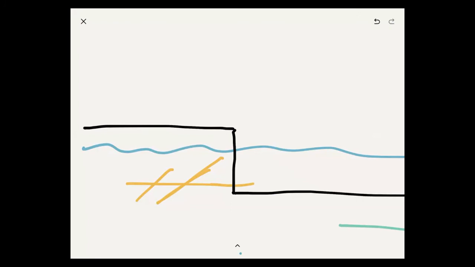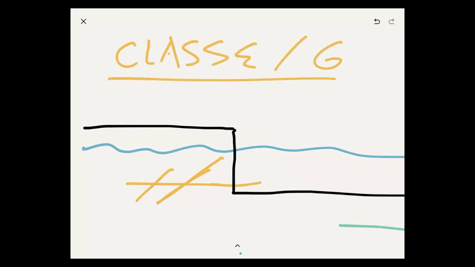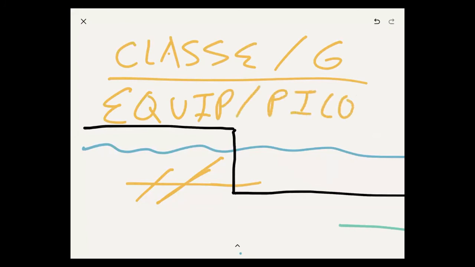Because if we think about it, what are the differences between Class E and Class G? Really, there's not a whole lot of differences as far as the specifications for entry requirements. There's no difference for equipment. There's no difference for pilot certification. There's no difference for entry requirements as far as clearance goes. Let's see, equipment, pilot, entry, certification.